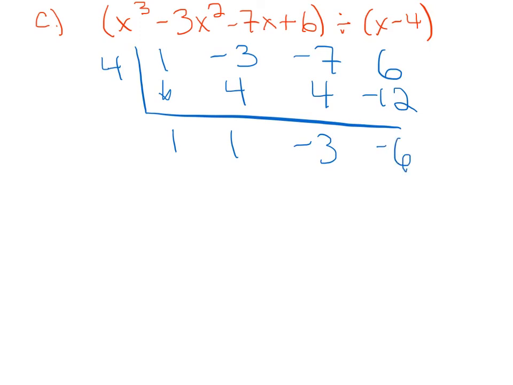So if we started with an x cubed, that means we're now dealing with an x squared and working our way down from there. So we have a 1x squared plus 1x minus 3 minus, and here is our remainder, 6 over x minus 4.